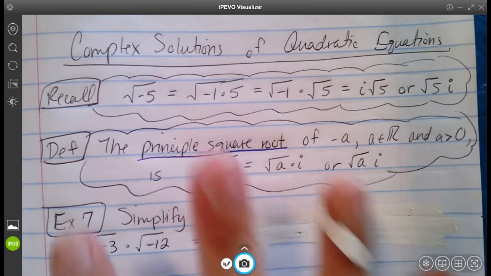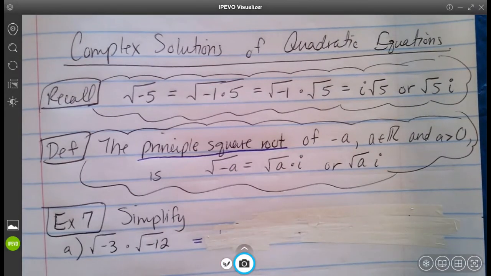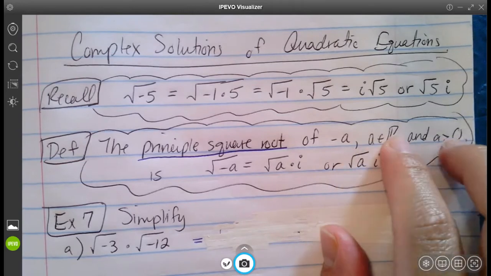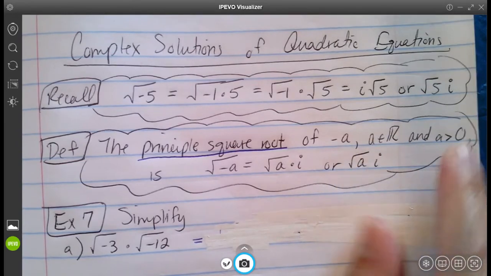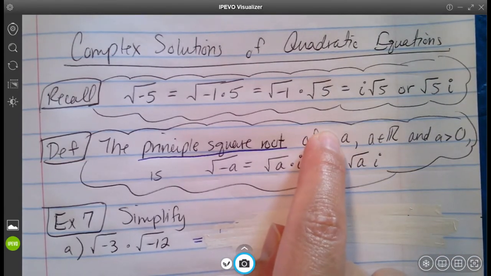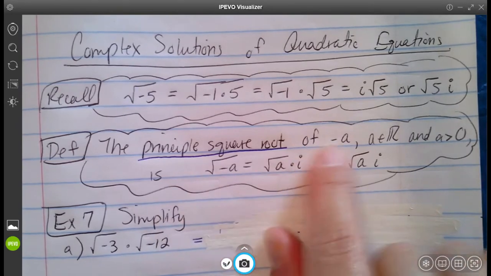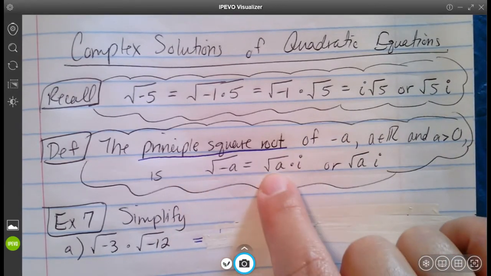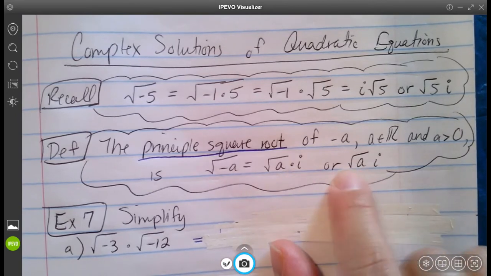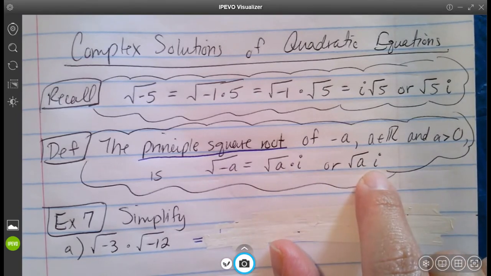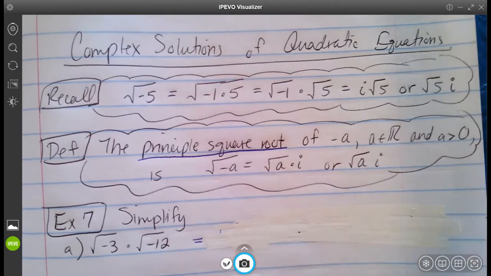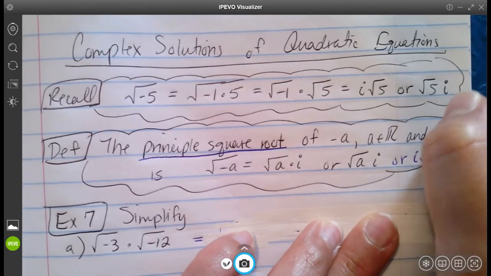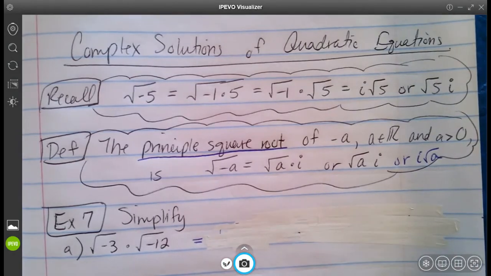Our definition here, we have the principal square root of negative a, so it's kind of what I did up here. If a is a real number and a is positive, then the square root of negative a is going to give us the square root of a times i, or i times the square root of a. I meant to put the i in front, so something like that.